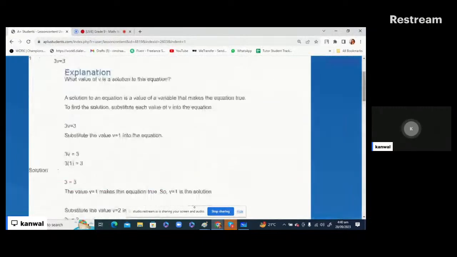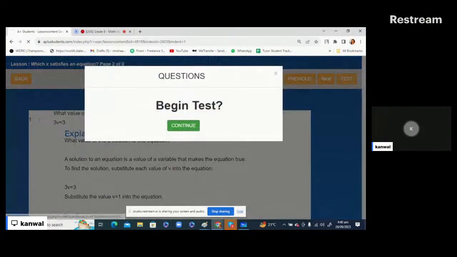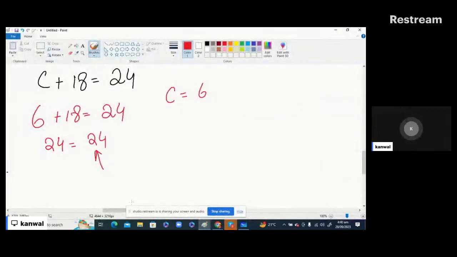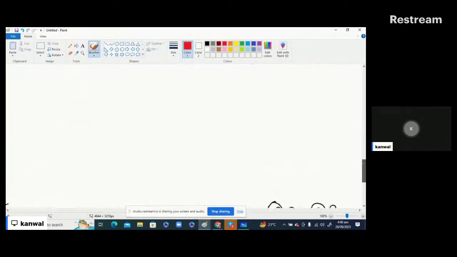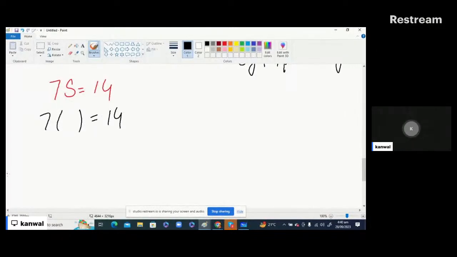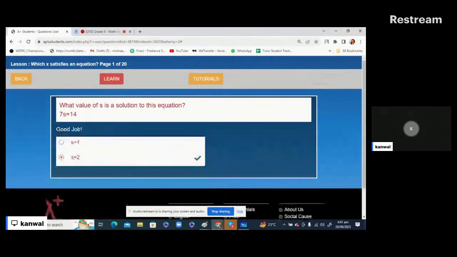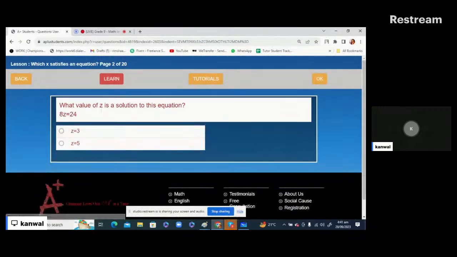All right, now let's do some test questions. What value of s is a solution to this equation? 7s equals 14. So at which s value do you get the answer 14? 7 times which number is 14? 7 times 1 is 7 and 7 times 2 is 14. Got it? So here we're going to choose s equals 2. Yes, that is right.